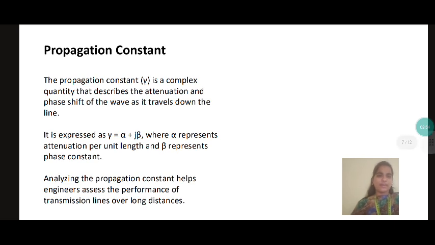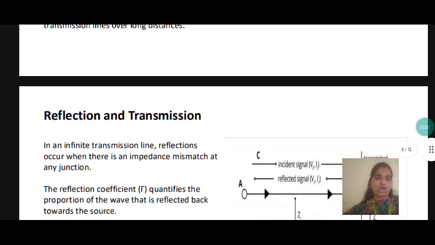Propagation constant. We know that the propagation constant, gamma, is a complex quantity that describes the attenuation and the phase shift as the wave travels down the line. In this expression, gamma = alpha + j beta, where alpha represents the attenuation per unit length and beta represents the phase constant. Analyzing the propagation constant helps engineers assess the performance of transmission lines over long lengths.